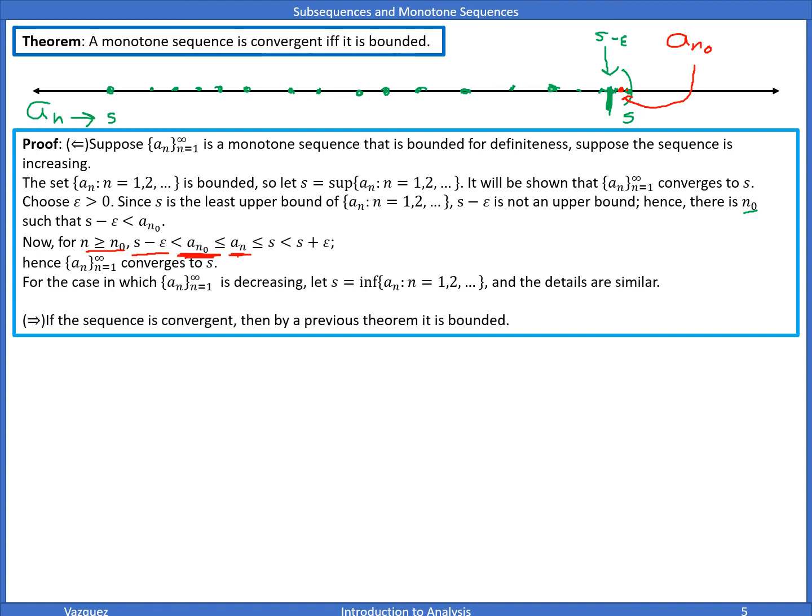Because it's biconditional, we do the other direction, which says if the sequence is convergent, well, by a previous theorem we saw, was it the first lesson? I believe it was 1.1, that if the sequence is convergent, then by a theorem in that section, the sequence is bounded, which shows both directions now. So a monotone sequence is convergent if and only if it is bounded.